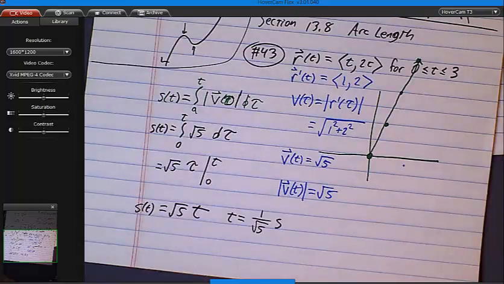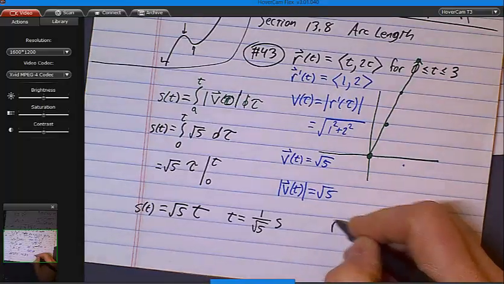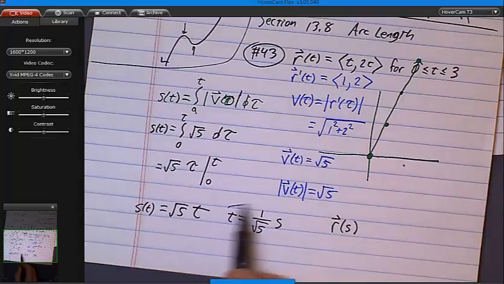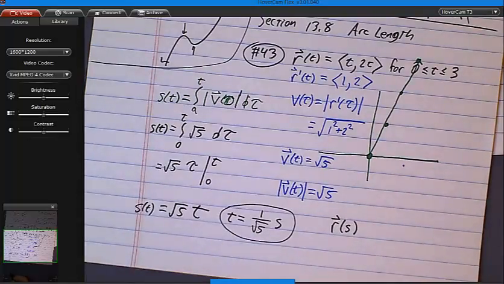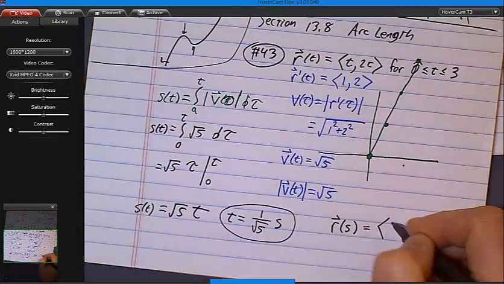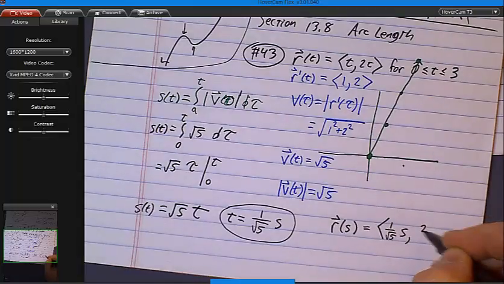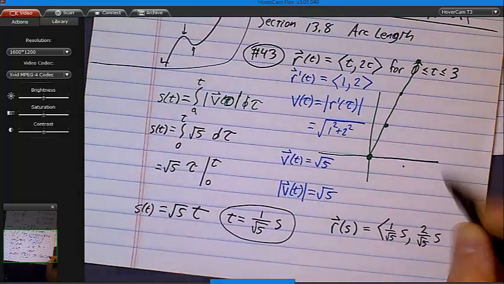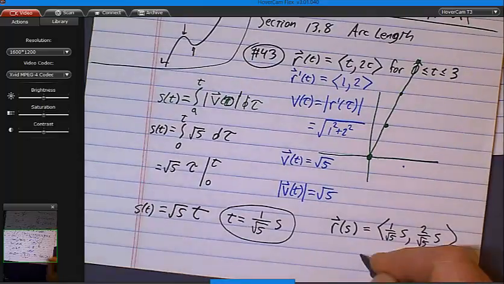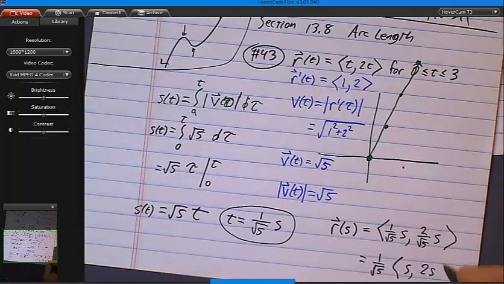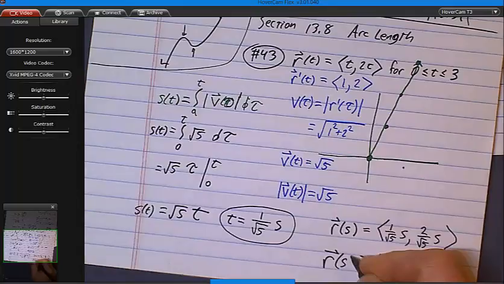So if I want to write r of s, and as soon as you write s, you're saying, hey guys, this is parameterized by arc length. I need to take t and replace it with 1 over the square root of 5 times s. So it would be 1 over the square root of 5 times s, comma, and then 2 over the square root of 5 times s, because I replaced that t with the same thing. Or I could say 1 over the square root of 5 times s, comma, 2s. Is that the answer they had, guys, for this one?